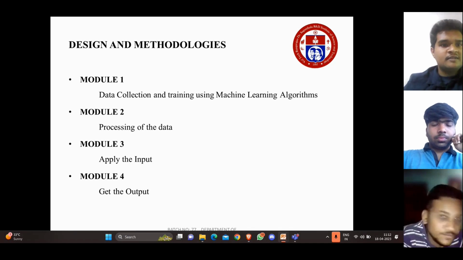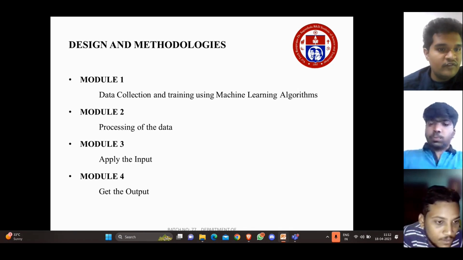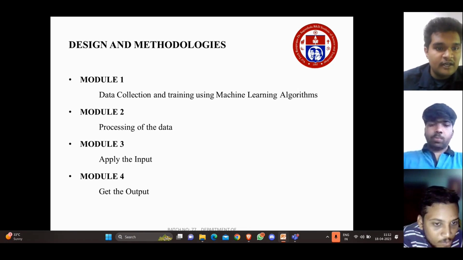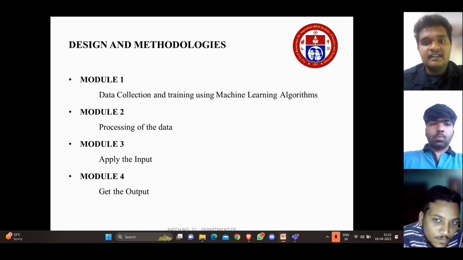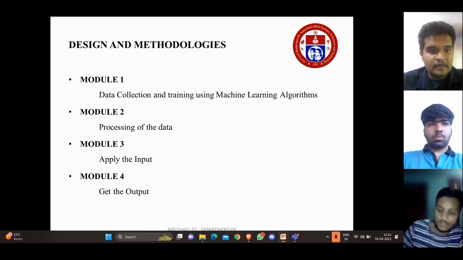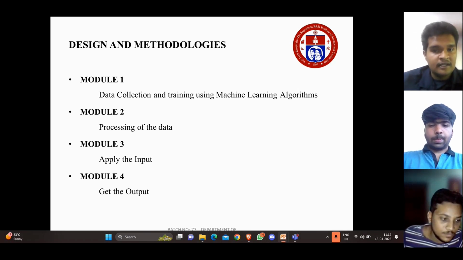Anirudh, next slide. I'm going to explain the design and methodologies. For implementing the project, we have categorized it into 4 modules. The first one is data collection and training the machine learning algorithms. The second one is processing the data, the third one is applying the input, and the fourth one is getting the output. Next slide, please.